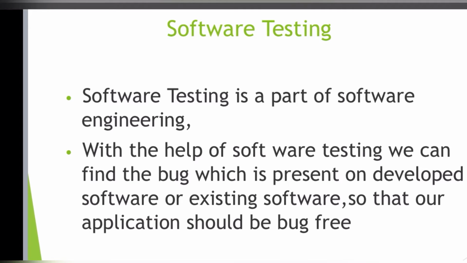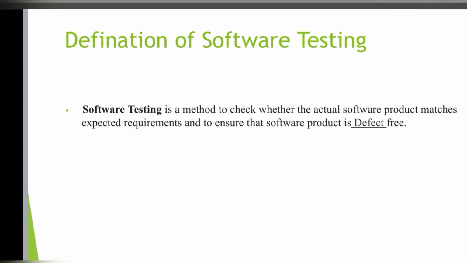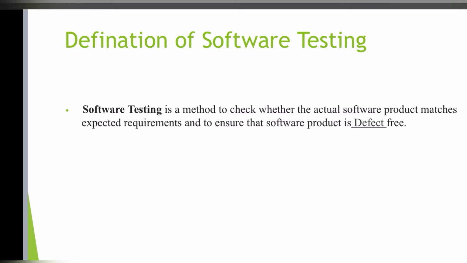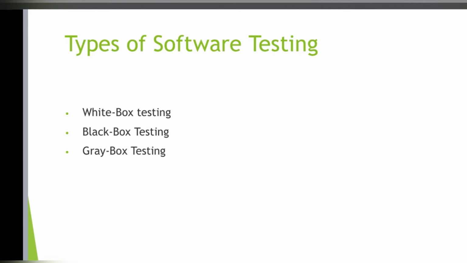Now we will go for a definition of software testing. Software testing is a method to check whether the actual software product matches expected requirements and to ensure that the software product is defect free. This is the definition of software testing, guys. So we will move ahead.